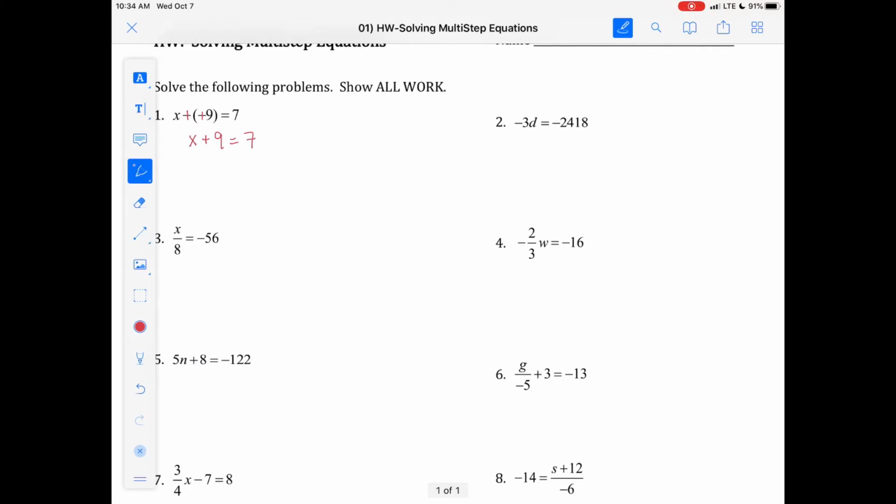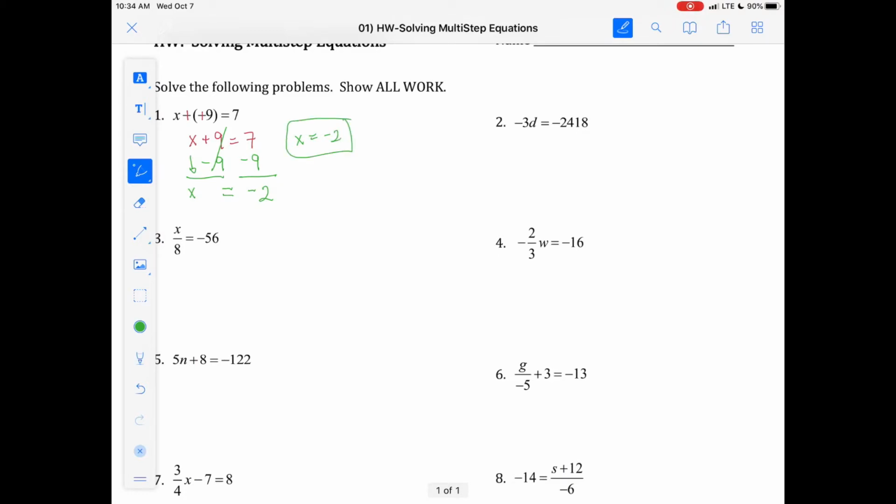What is it that we want to do? We want x alone. How do I get x alone? Well, it's currently being added to 9. So I want to do the inverse. I want to take that 9 away from that x. So on both sides of the equation, we are going to subtract 9. I bring this x down, along for the ride. 9 minus 9 goes away, which is what I wanted. And then I've got 7 minus 9 leaves us with negative 2. So for question 1, our x is negative 2.